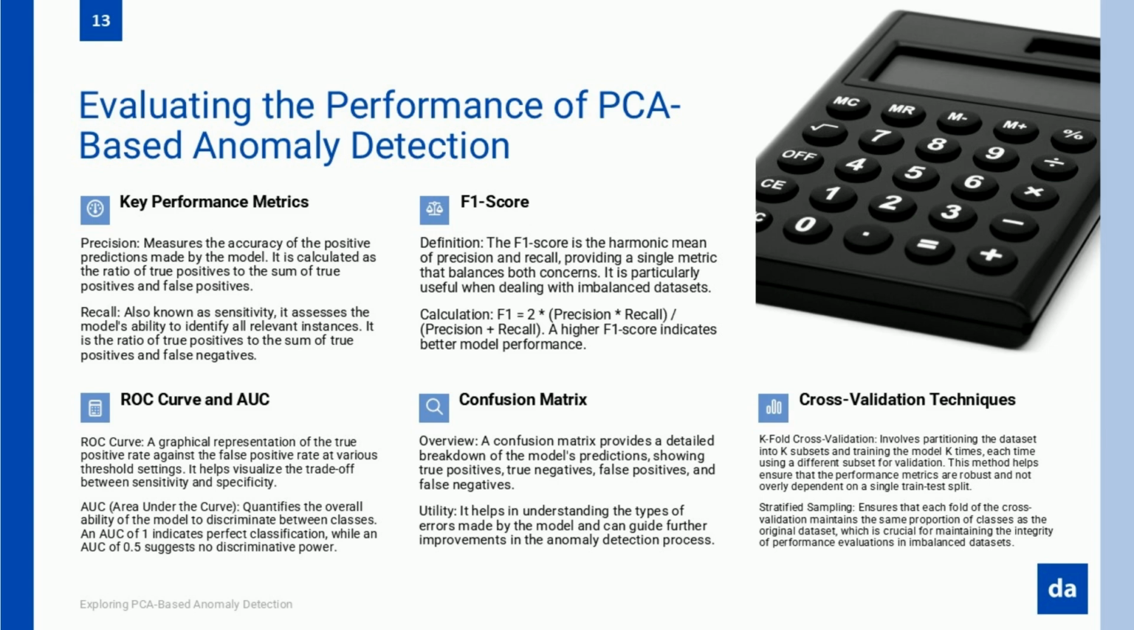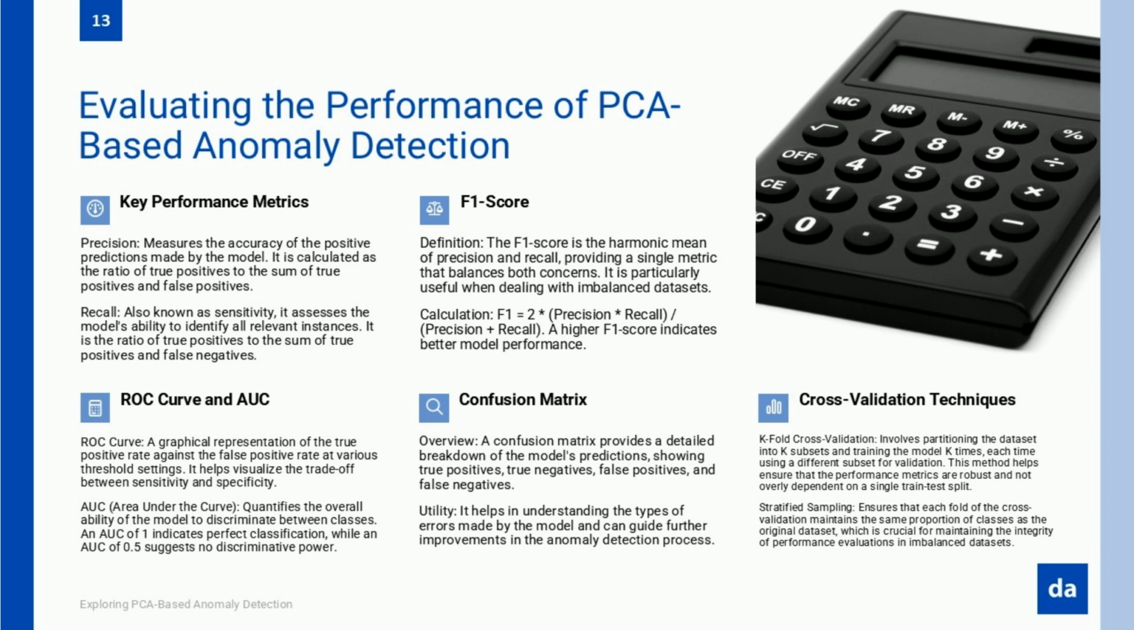A low recall score means the model is missing important cases, which could be dangerous in applications like cybersecurity or healthcare. To strike the right balance, we use the F1 score, which is the harmonic mean of precision and recall. A high F1 score indicates that the model is both accurate and comprehensive, catching real anomalies while minimizing false alerts.